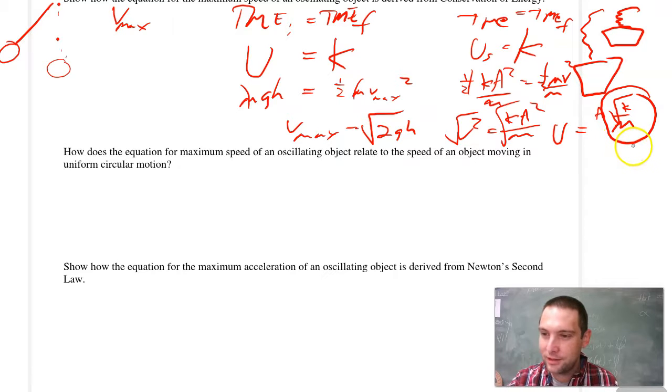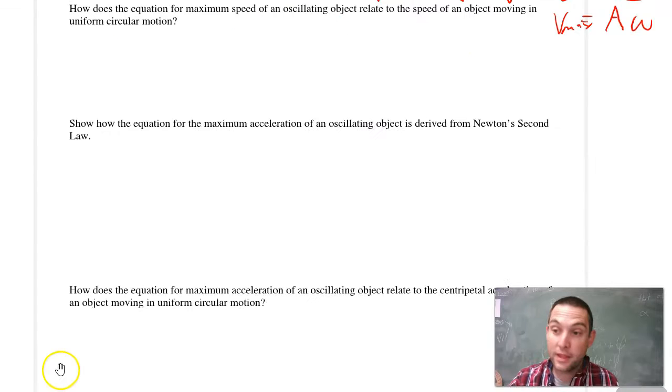Square root k over m. Think back. That was something, wasn't it? We showed in an earlier video how that was omega. So our amplitude times omega equals Vmax. Then we also have seen this someplace. How does the equation for maximum speed of an oscillating object relate to the speed of a moving object in uniform circular motion?